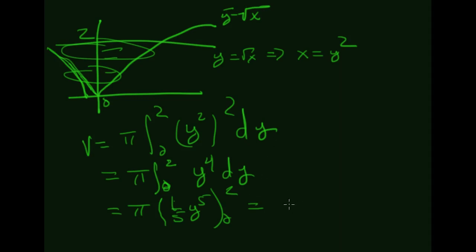Aha. Yeah, there we have it. 2 to the 5th is 32 over 5. This is pi times 32 over 5 minus 0, which means this is 32 pi over 5, which means that the answer is A. All right, so there you have it. That's all 10 problems. Very good. Thank you.